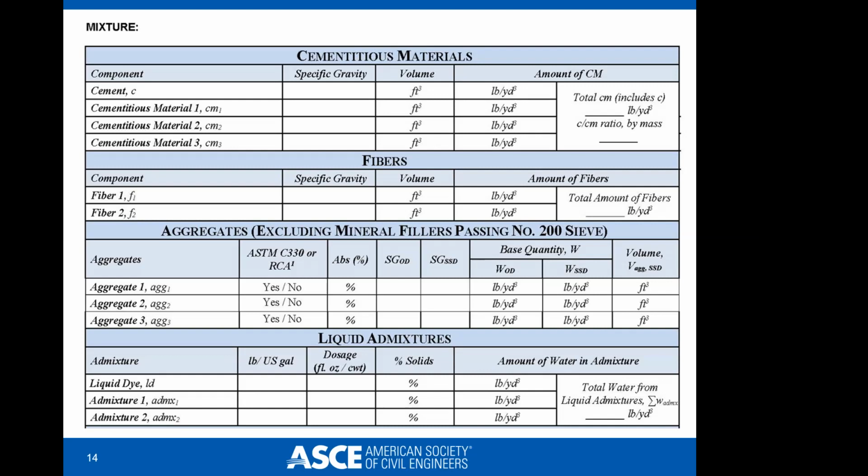You also list your liquid admixtures, and we're going to go over the calculations for those. The dosage, how many pounds per gallon of that material you're using, the percent solids, and it will determine the amount of water that you actually have within your liquid admixtures that could be used towards hydrating the cement in your mixture.